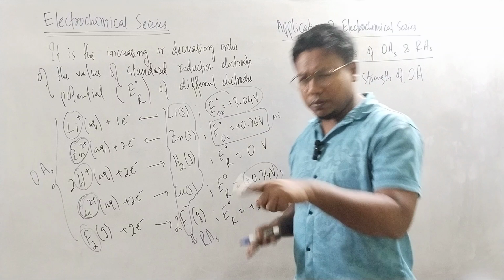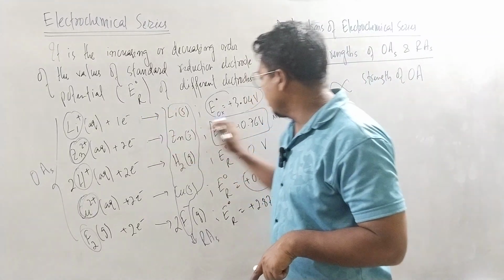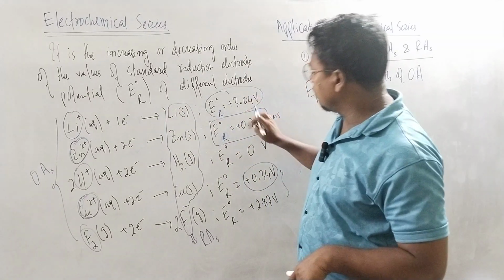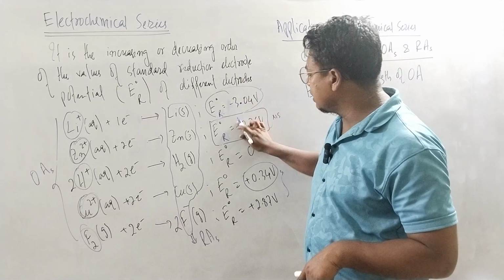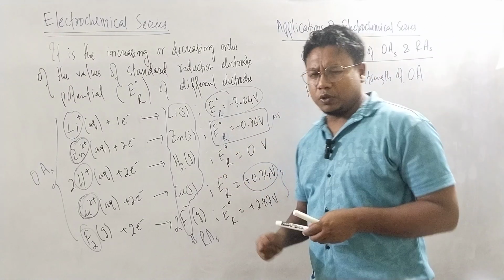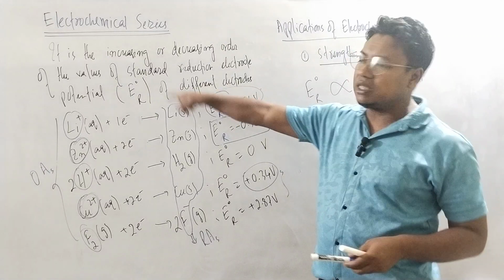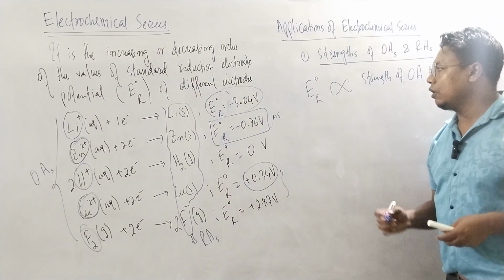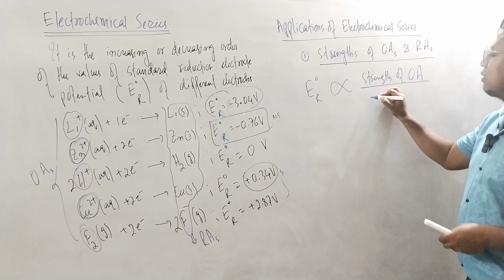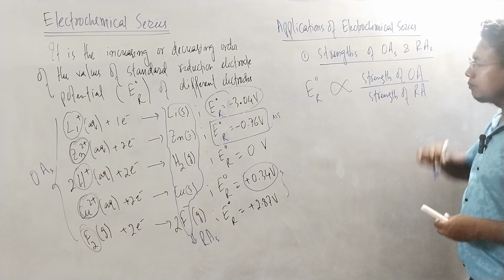So in terms of reduction electrode potential, this will be our reduction electrode potential, and this will be what? Negative. This will also be negative. So in terms of reduction electrode potential, lesser is the value of E_R naught, stronger the reducing agent will be. So reduction electrode potential is inversely proportional to strength of reducing agent, right?